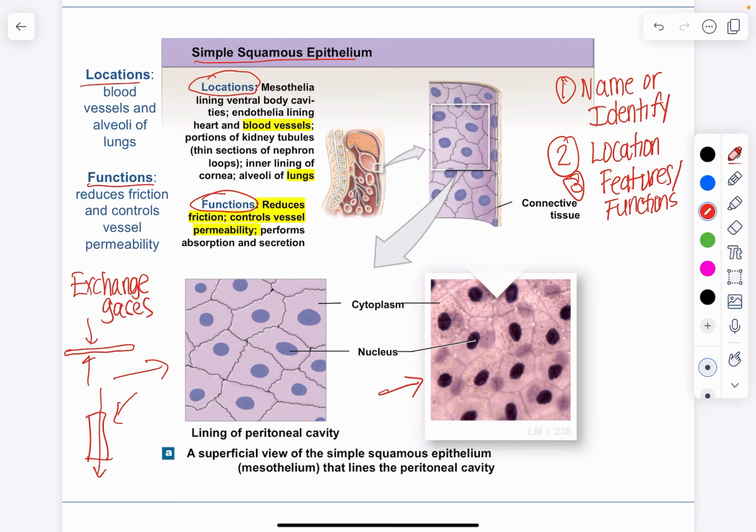Okay, so name a location. One of the functions that a simple squamous epithelium has is that it can reduce friction, and it also helps to control vessel permeability. I really just outlined what the textbook said, but I put it here for you to see. Now, if you're looking at a simple squamous epithelium from the top down, it almost looks like fried eggs. You see that? The nucleus is in the middle, okay? That's what it looks like if you're looking at it top down. Here's a real histology image, same idea, okay?